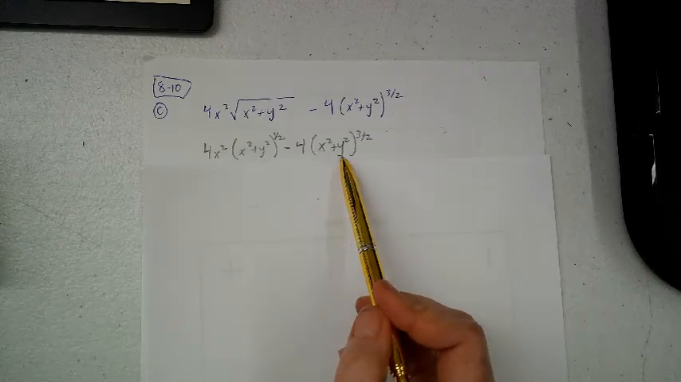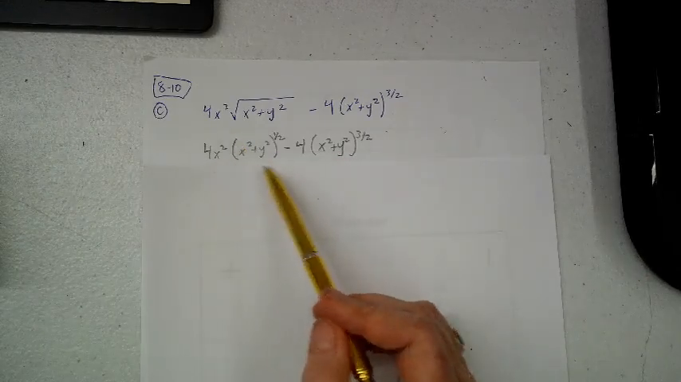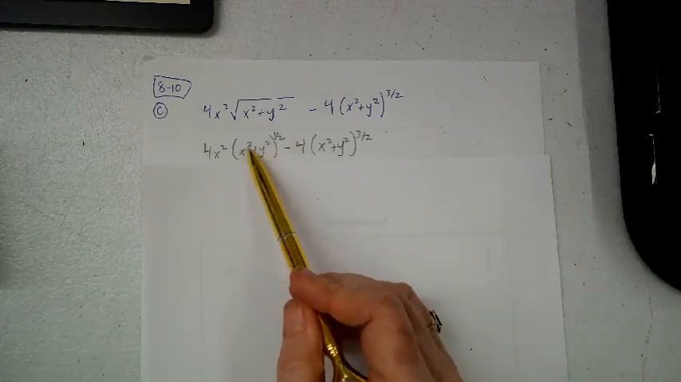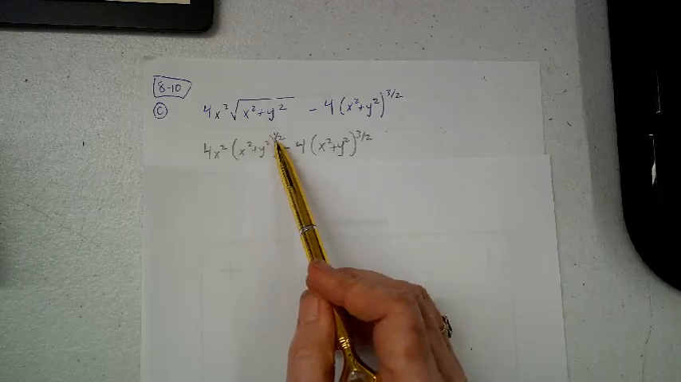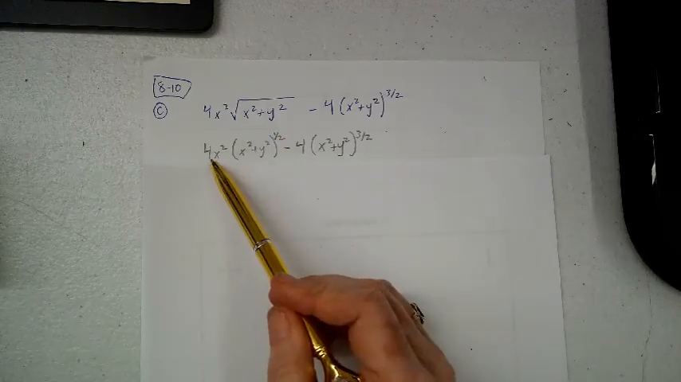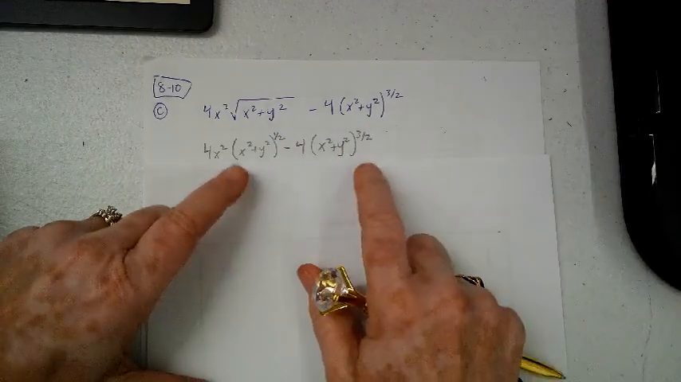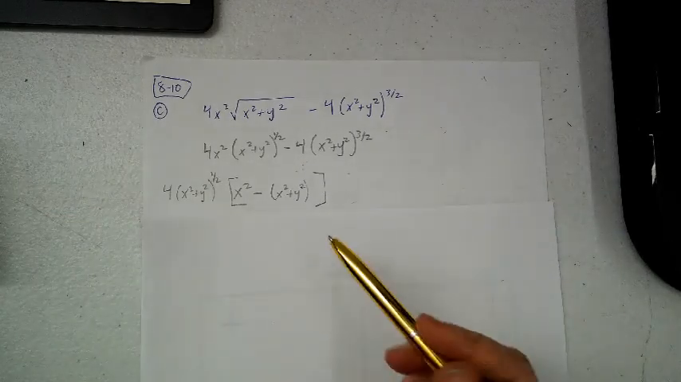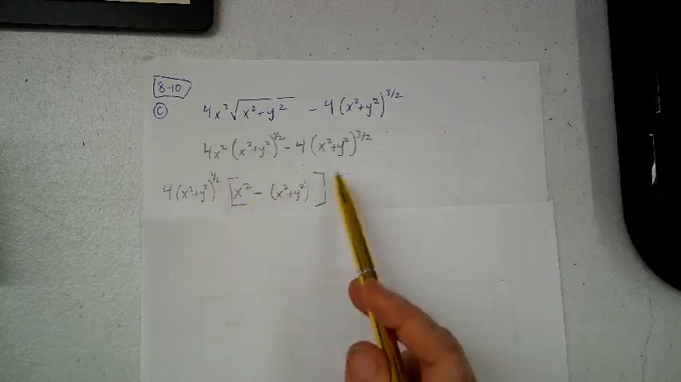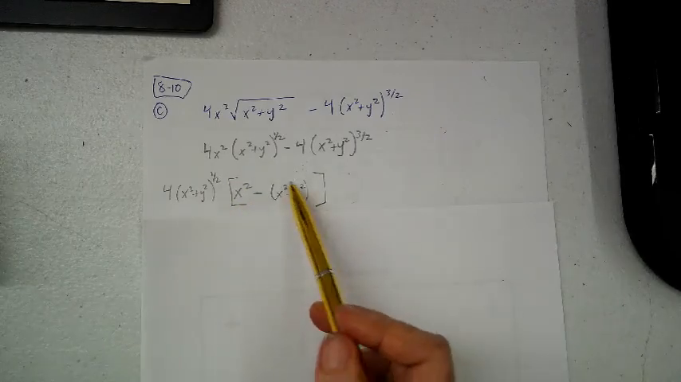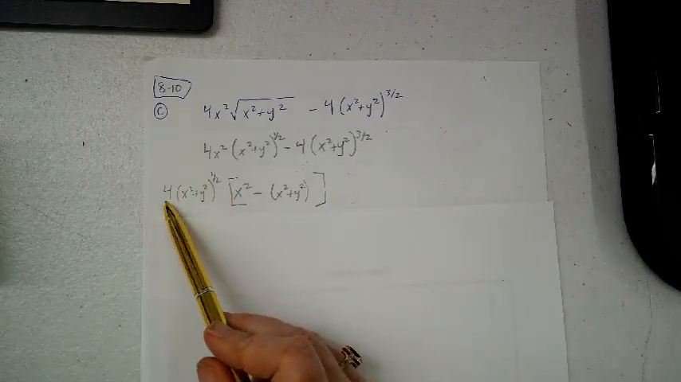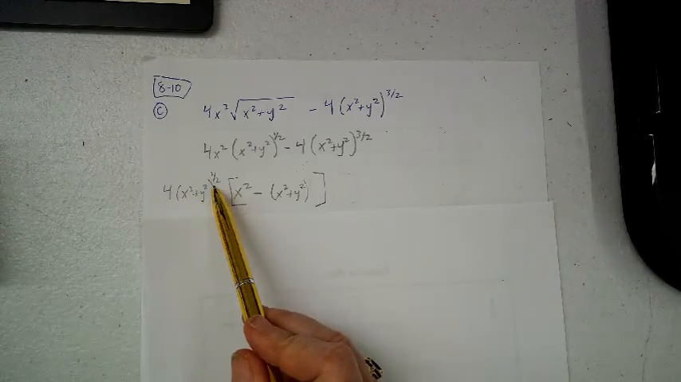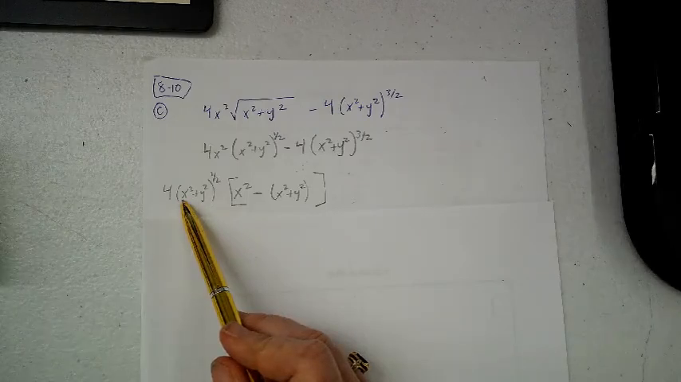And then I'm remembering that I'm going to bring a factor of x squared plus y squared to the half out, along with a 4, because that's what they both have in common. So it kind of looks weird, but I just made some square brackets to differentiate. So I'm taking the 4 and the x squared plus y squared to the half out.